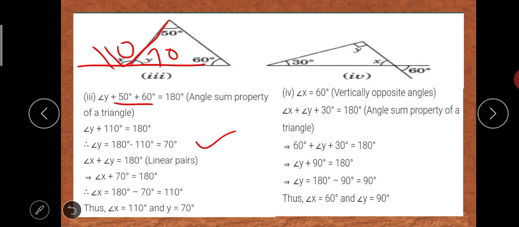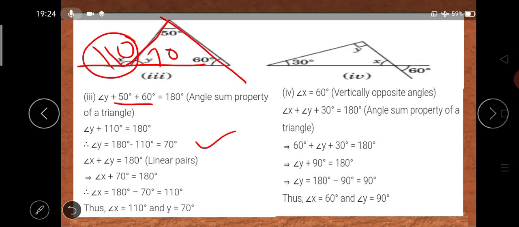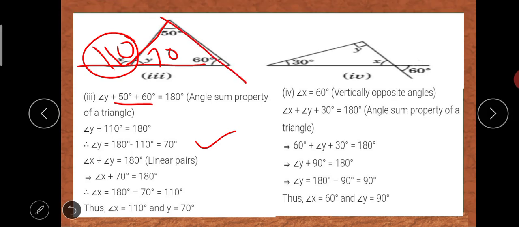So just we check, here it is 110, opposite side is this one, so 60 plus 50, again it is 110. So by using any property we can find that the answer is correct. Okay, now next question, see fourth one.